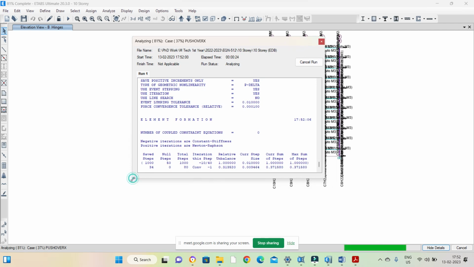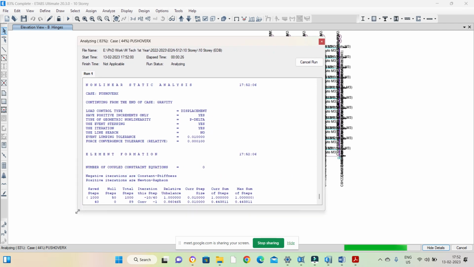This is the details of your analysis. See these things: saved step, total 1000 steps I have considered, the null steps I have considered 50, total steps, maximum 40 iterations we have considered. So these details you can modify in the numerical parameters details what I have shown. I'll show once again after this analysis.